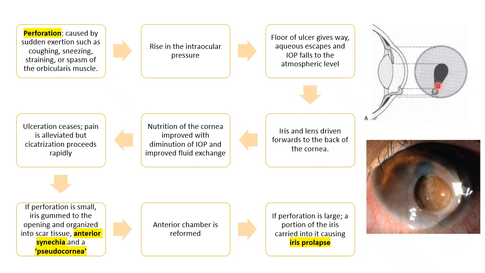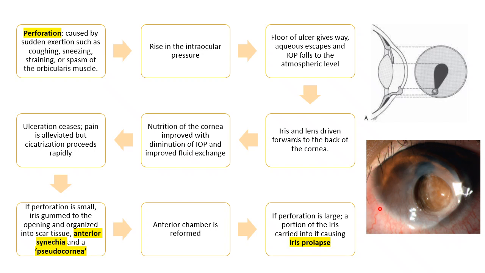Anyway, so this is your anterior synechia, and the part of the cornea that is exposed to the surface, this is known as pseudocornea. I'm sorry, the part of the iris that is exposed, the corneal tissue is lost. The part of the iris that is exposed, it is covered by scar tissue and it is known as a pseudocornea. Once this has happened, the anterior chamber starts reforming. Now that the perforation is plugged, the anterior chamber starts reforming, right? So that's that.